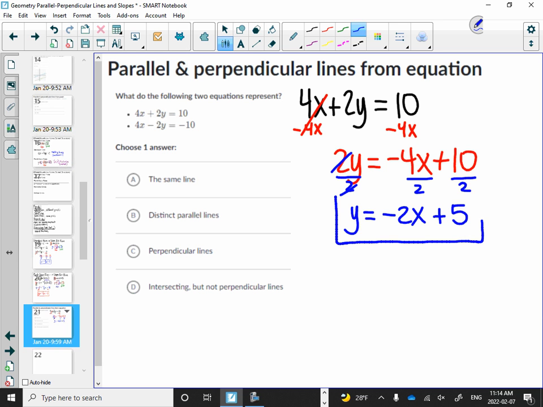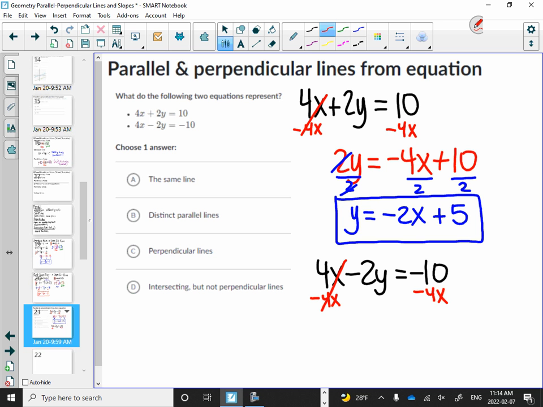Then I'm going to take my other one. Basically do the exact same thing, right? Subtract 4x. Negative 2y equals negative 4x minus 10. Did I write that correct? Yes. Okay. Then what? Divide by negative 2 everywhere. What is a negative divided by a negative? So it's positive 2x plus 5.